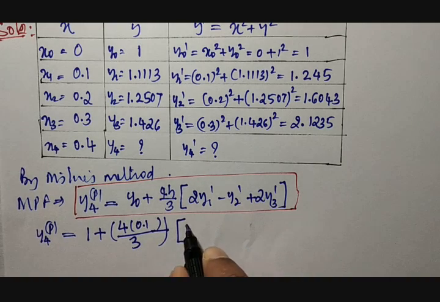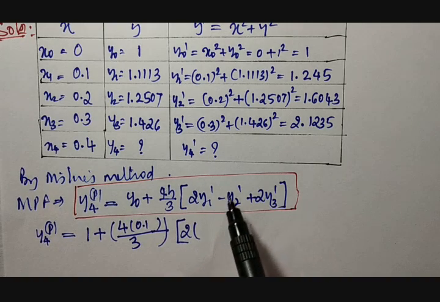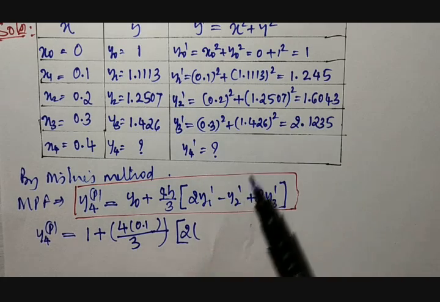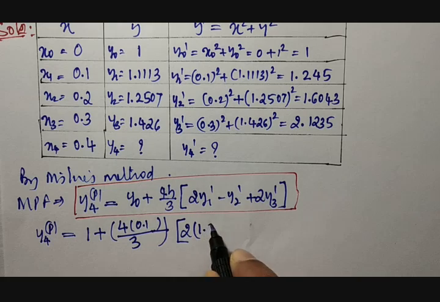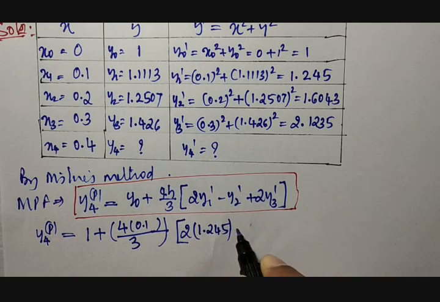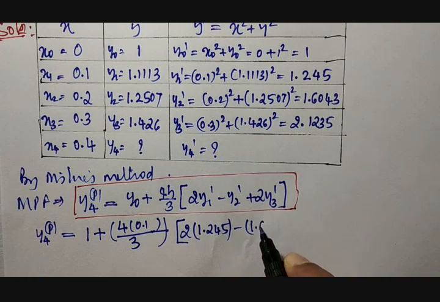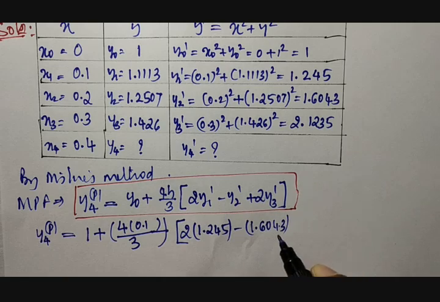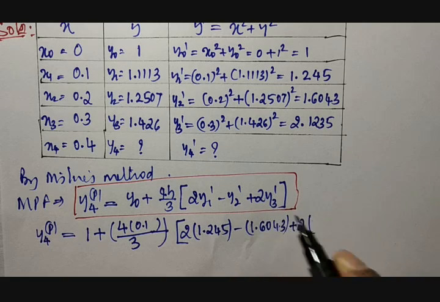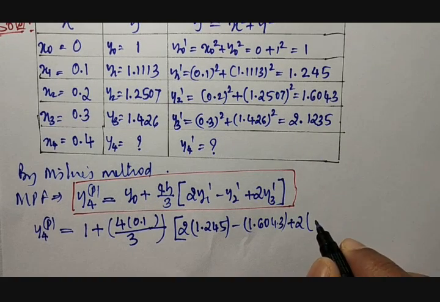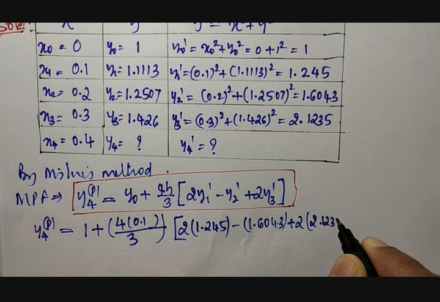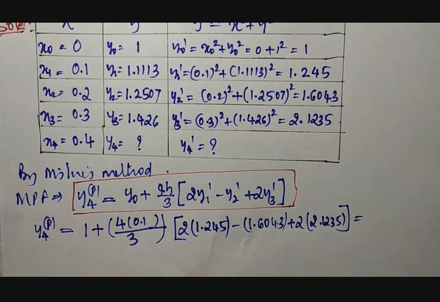Then 2 times y1 dash. What is y1 dash? Y1 dash is 1.245 minus y2 dash. What is y2 dash? 1.6043 plus 2 times y3 dash. What is y3 dash? 2.1235. Calculate and let us see how much it is.